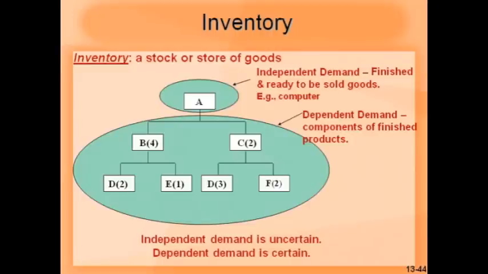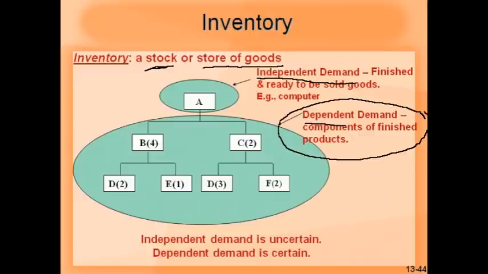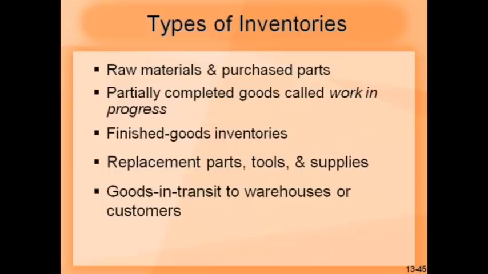The basic definition of inventory is a stock or store of goods. So anything which can be stored is inventory. And last time we talked about two different types of demand: independent demand and dependent demand. In aggregate planning, we used dependent demand. Now in this chapter, we are looking at where the demand is independent. So we are looking at finished and ready-to-be-sold goods, raw materials and purchased parts.